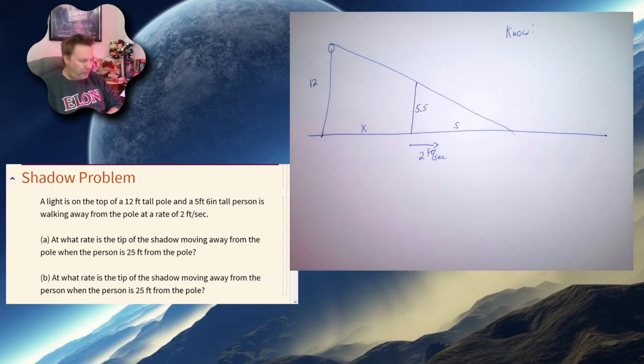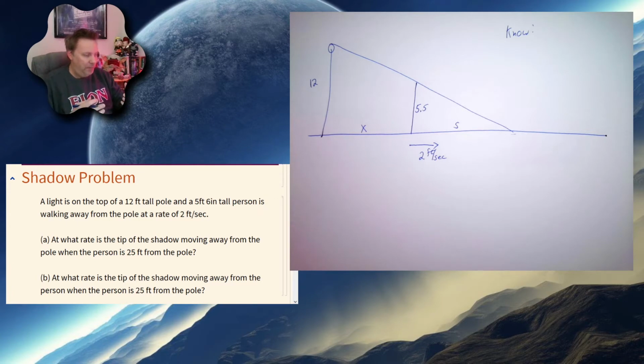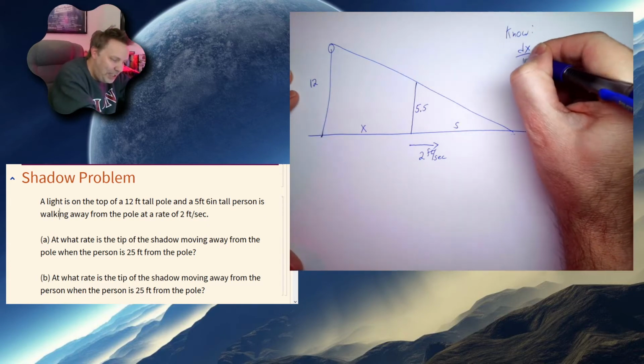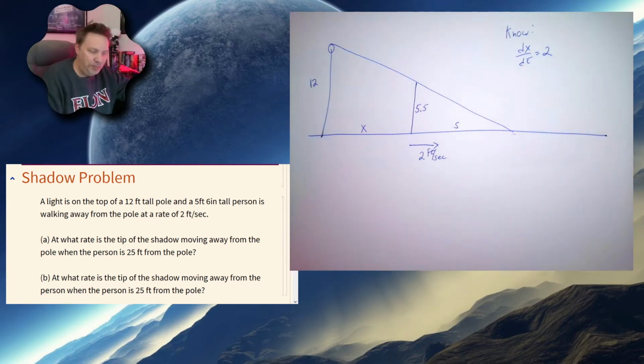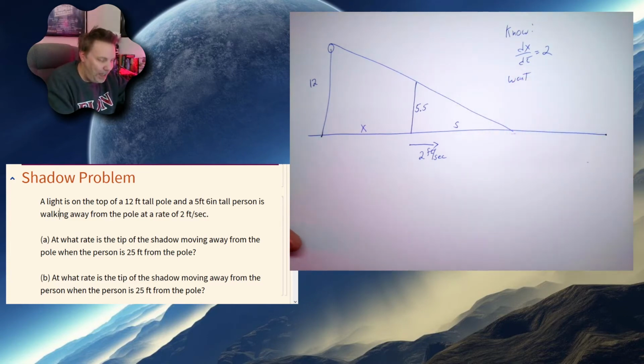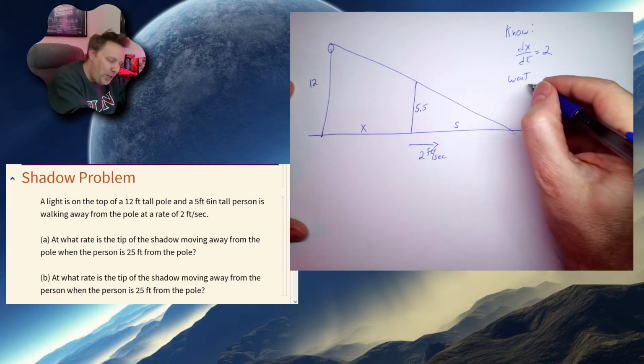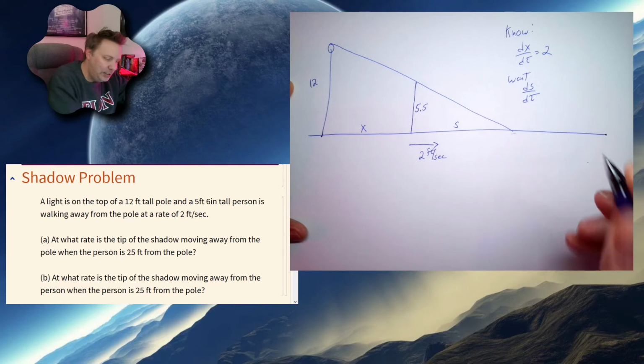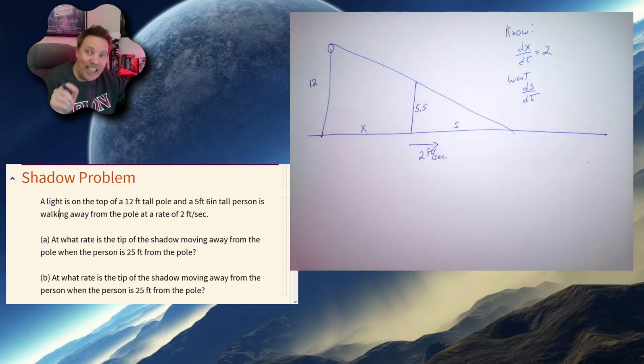So what do we have here? It looks like we have two triangles. We have similar triangles. So there's lots of things that we know in this problem. So what about the calculus stuff? What about the rates? dx/dt, well, that's 2. What do we want to know? Well, and this is a little bit more difficult, we want to know what ds/dt is. That's the length of the shadow changing. That's part A. What about part B?